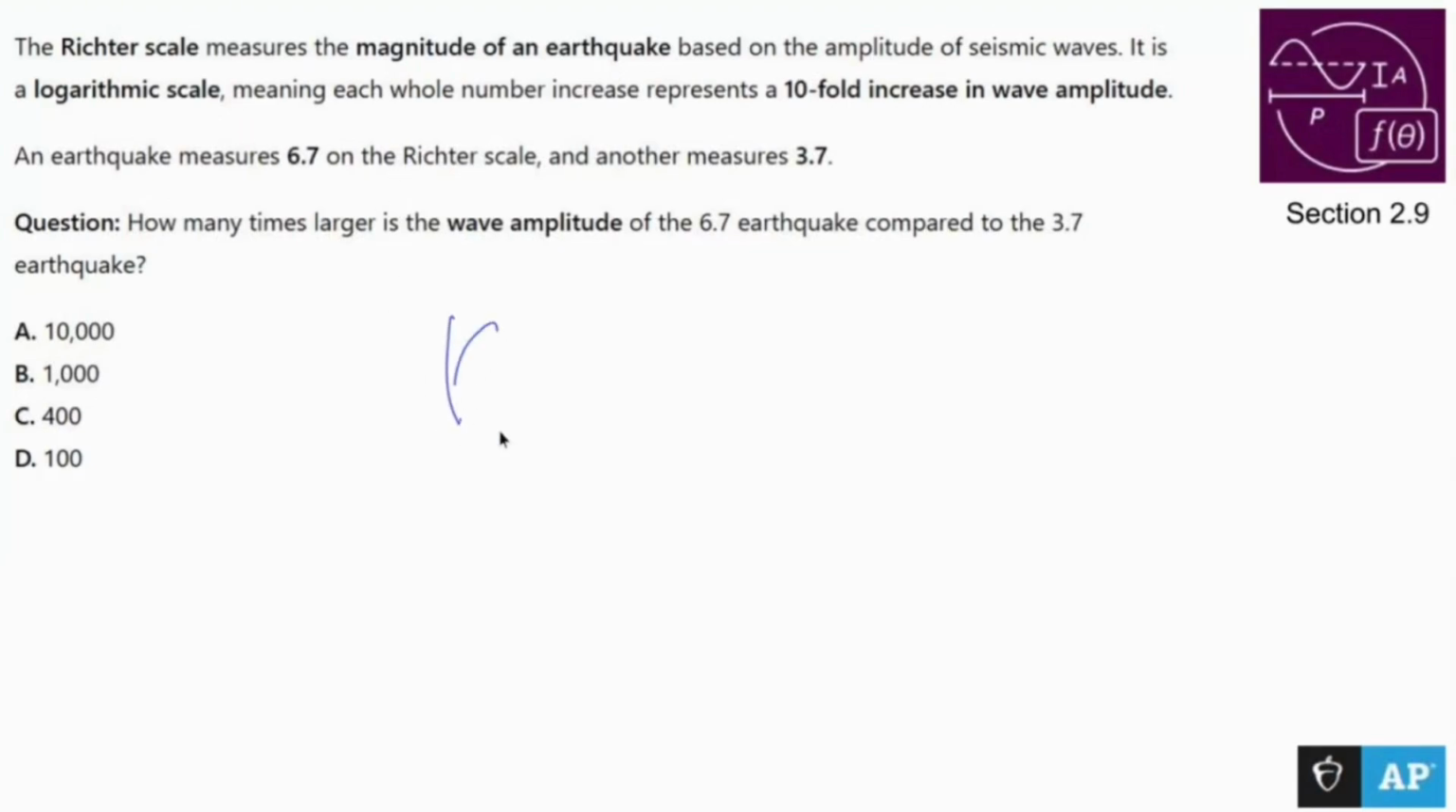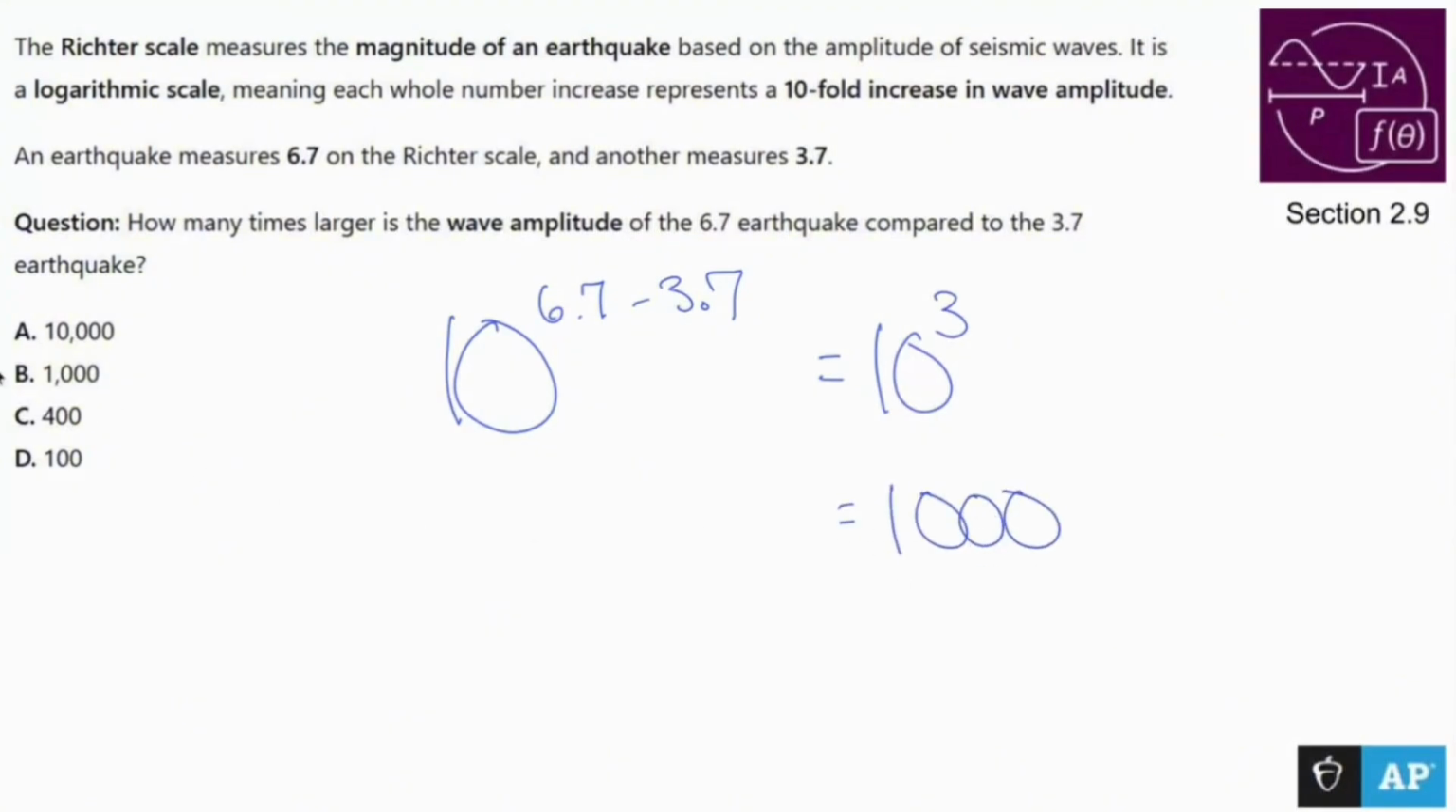So what we're going to do is write out 10 to the 6.7 minus 3.7, because if it's tenfold for every one, then we need to find out how much more this is. Well, 6.7 minus 3.7 is 3, and 10 to the third power is 1,000. So it's going to be 1,000 times more powerful.